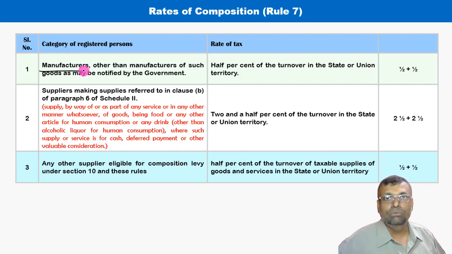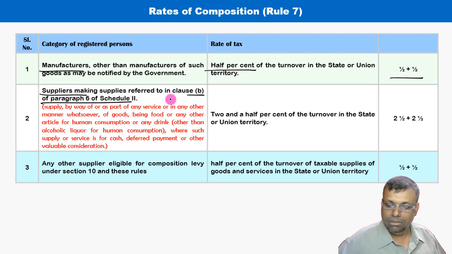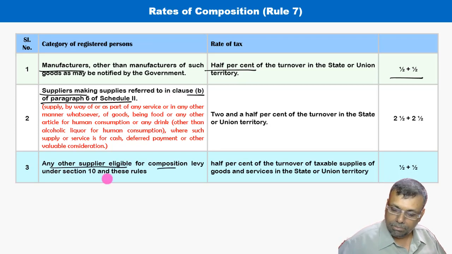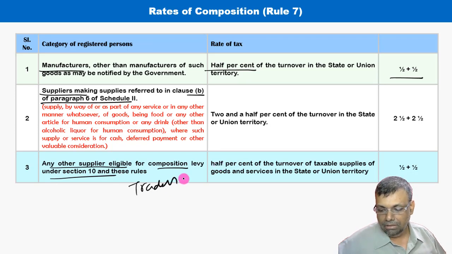The manufacturers which are covered by the composition, now the rate is 0.5%, so it is half percent. Similarly, suppliers referred to in clause B of paragraph 6 of Schedule 2, which is basically food supplies, hotel chain food supplies, etc., are also covered by this. Any other supplier eligible for the composition, for them also this particular scheme is applicable. This is basically for the traders.